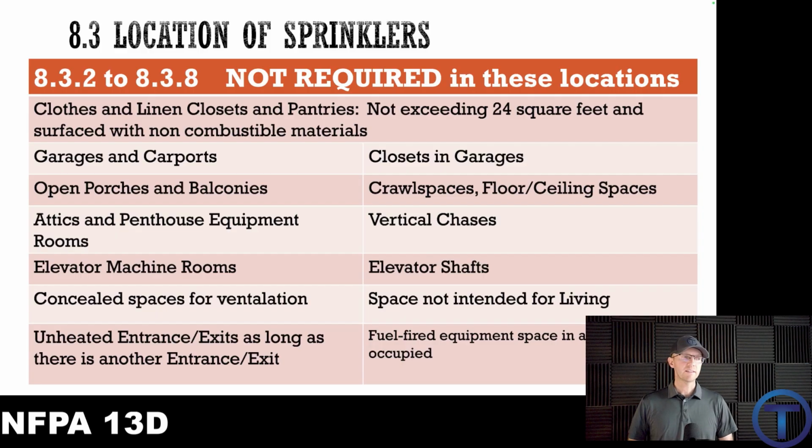And here's a summary of these. Clothes and linen closets, pantries not exceeding 24 square feet and surfaced with non-combustible materials, garages and carports, open porches and balconies, attics and penthouse equipment rooms, elevator machine rooms, concealed spaces for ventilation, unheated entrances and exits, as long as there is another entrance and exit, closets in garages, crawl spaces, floor and ceiling spaces that are not heated and used for living, vertical chases, elevator shafts, space not intended for living, and fuel-fired equipment space in an area not occupied. So what do we see in common with all these spaces?